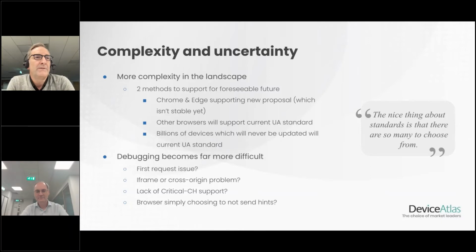Another aspect to all of this is that debugging becomes much more difficult. So if you're a web analytics provider or an advertising network, if you're missing data about a device from a request, there are at least four new issues that could have caused that. It could be because it's the first request from that browser. It could be because you're in an iframe or cross-origin that hasn't been granted permission. It could be that the browser doesn't support the critical client hints proposal. And it could be that the browser is simply not choosing to send the data that you asked for. And it's really difficult to debug this stuff in a rich web environment.